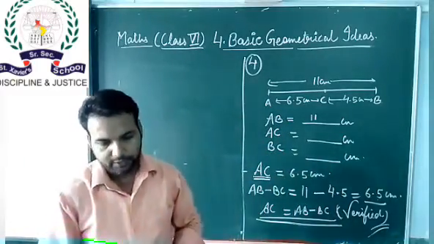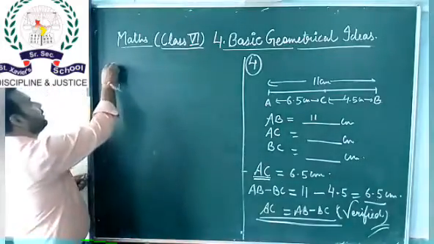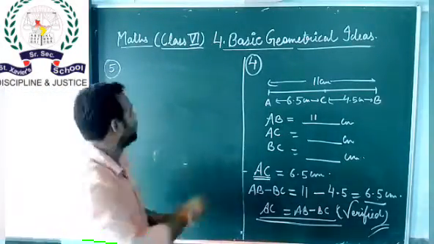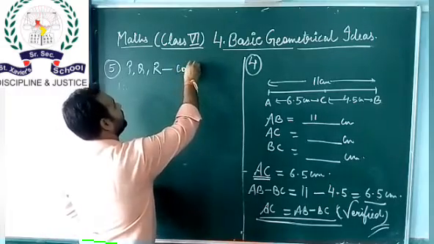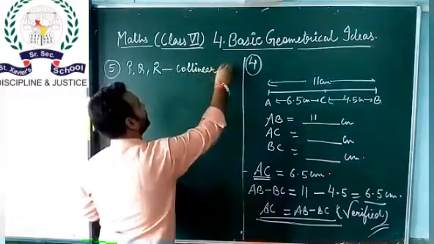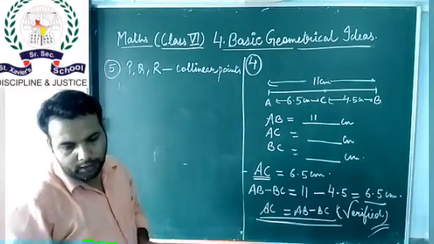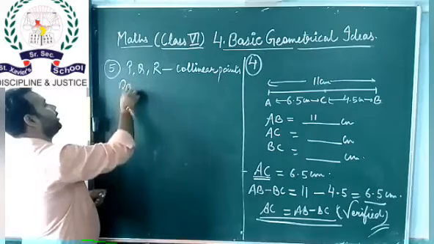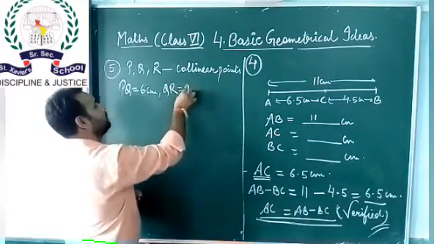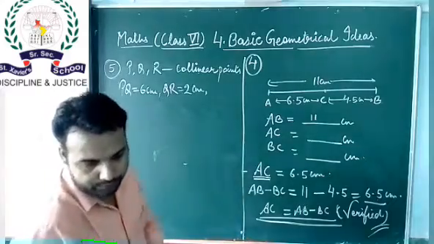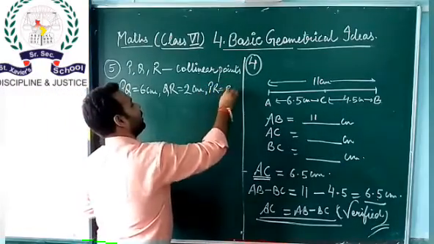In question number 5, it is given: if P, Q and R are any three collinear points such that PQ is equal to 6 centimeter, QR is 2 centimeter, and PR is equal to 8 centimeter.